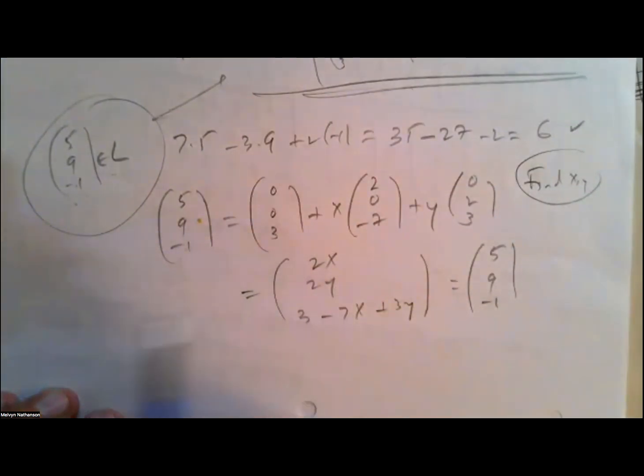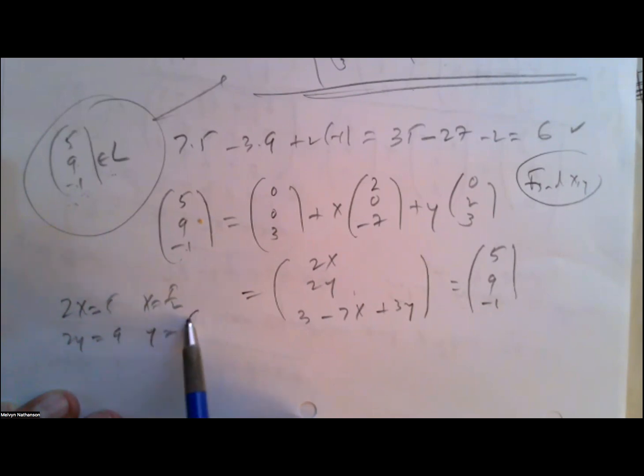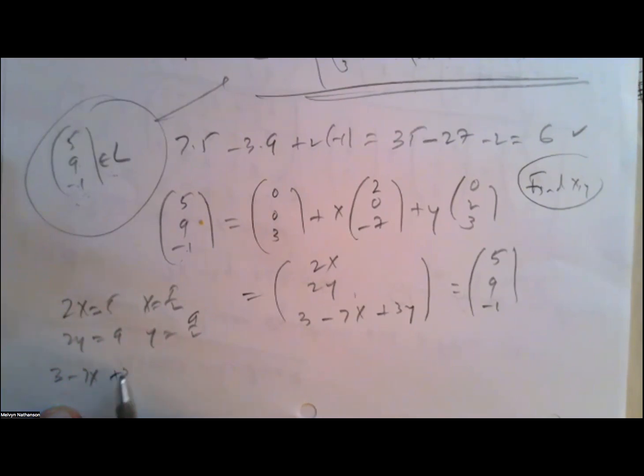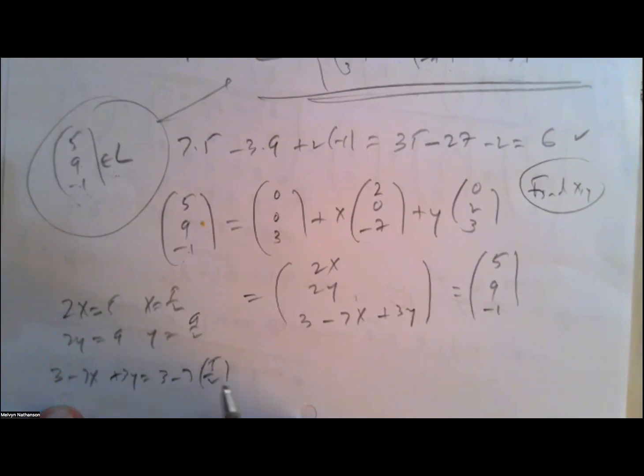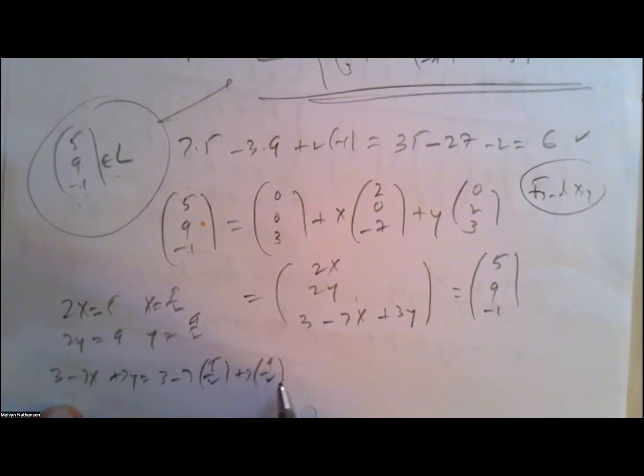So for this to be the case, it must be that 2x equals 5. So x is 5 halves. 2y equals 9. So y is 9 halves. And 3 minus 7x plus 3y, what is that? That's 3 minus 7 times 5 halves plus 3 times 9 halves. That's 3 minus 35 over 2 plus 27 over 2. This is minus 8 over 2, or minus 4, which is minus 1.